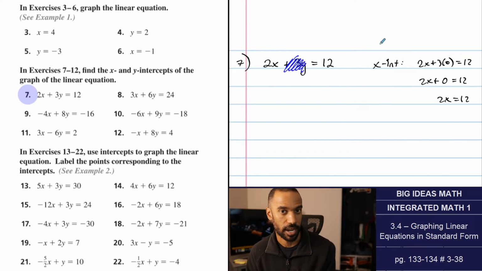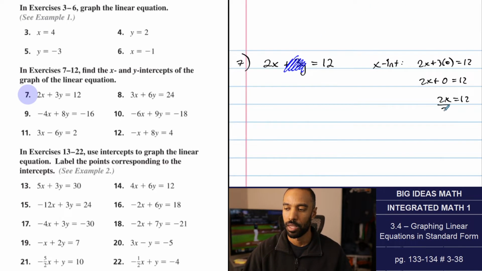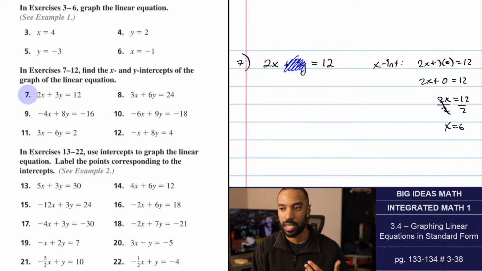Now, you don't want to cross it out because we're going to use the y term later. You can put your finger on it, cover the y, and say, what does the equation say now? In this case, it says 2x equals 12, right? If I divide both sides by 2, we get x equals 6. That means the x-intercept is at x equals 6.